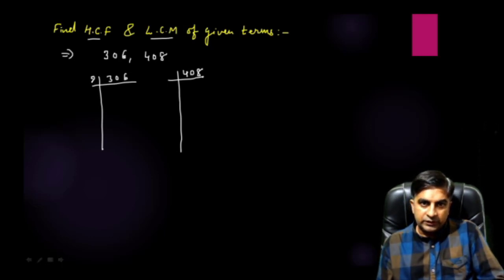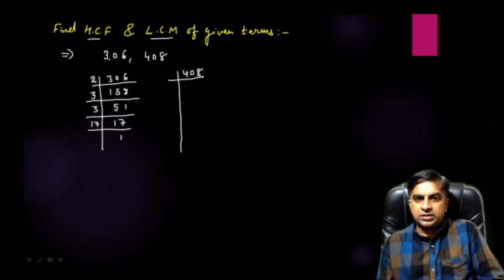Let us start with 306. First we need to find the prime factors. 2 times 153, then 153 is divisible by 3, 3 times 51, again we can divide by 3, 3 times 17, and 17 is a prime number. So these are the prime factors of 306.